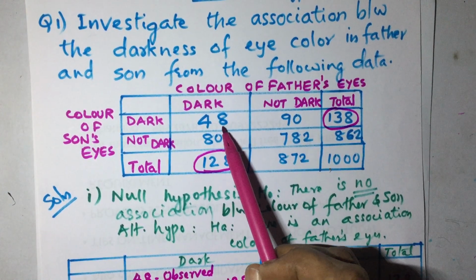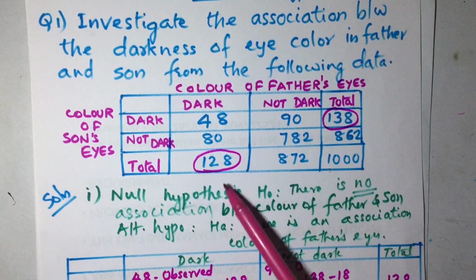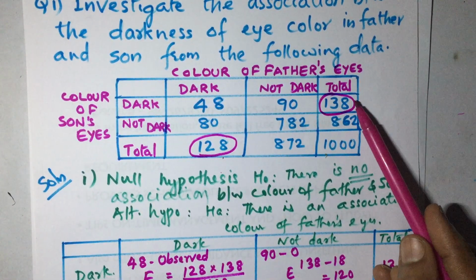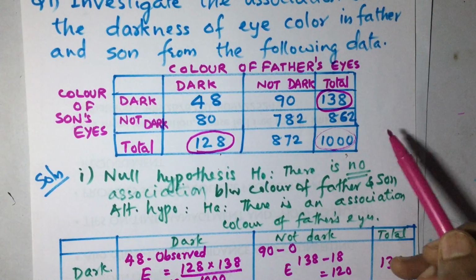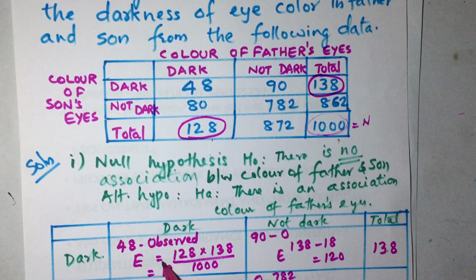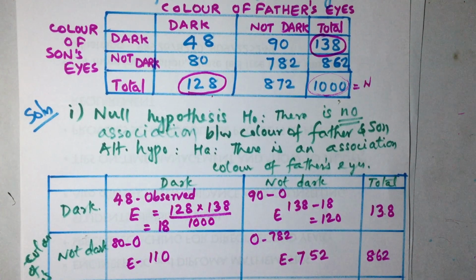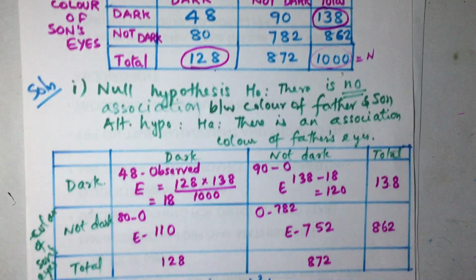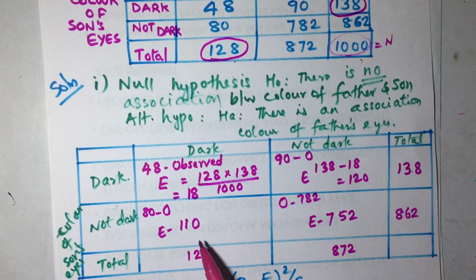If I want to find this one, this is the observed frequency, and the corresponding expected frequency is this total 128 multiplied by this total 138 divided by this complete total n. Since you are getting it here, this total is 138. This number you will get by subtracting 138 minus 18, which is 120, and everywhere it is like that. So this is the expected frequency table. In an exam, if you just do this expected frequency only, that is also okay.